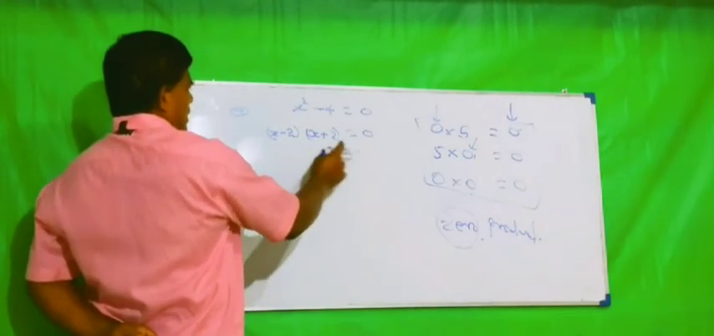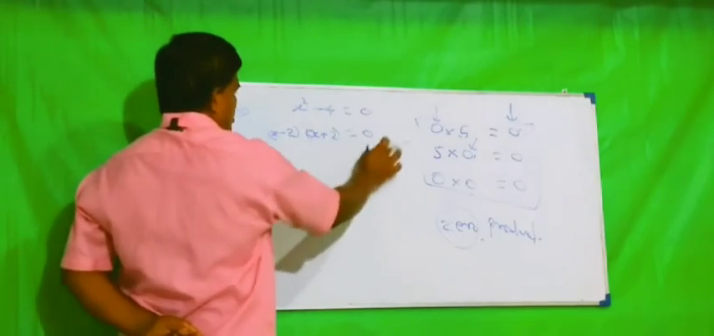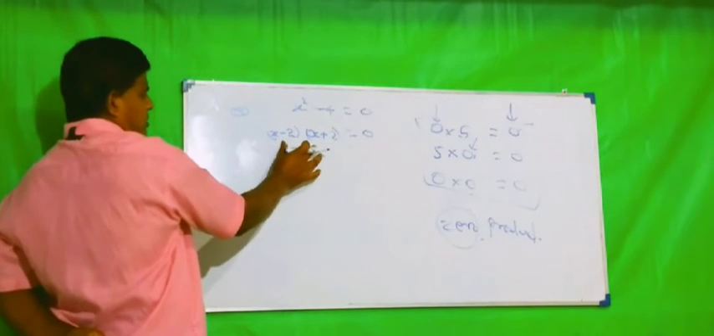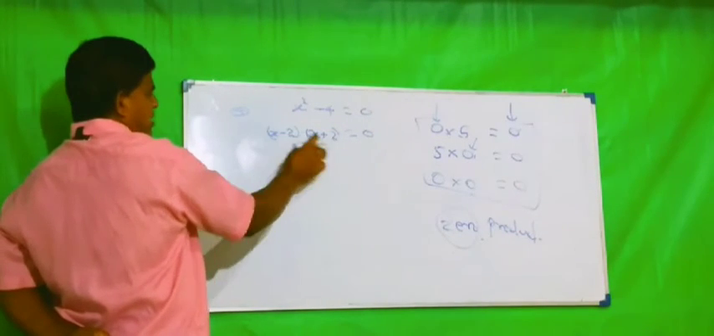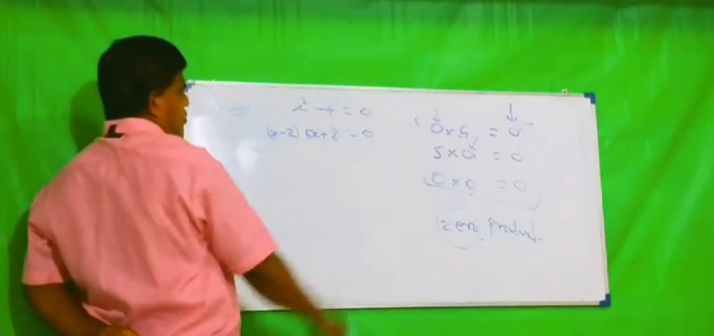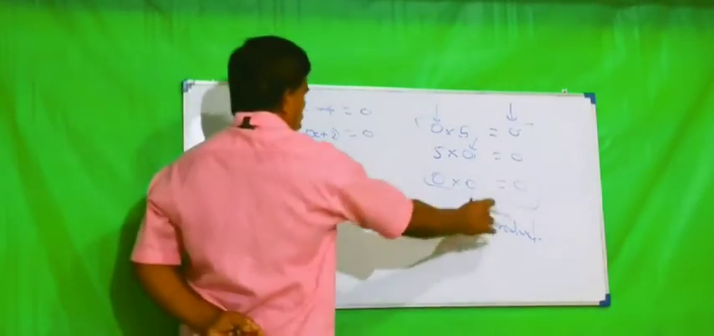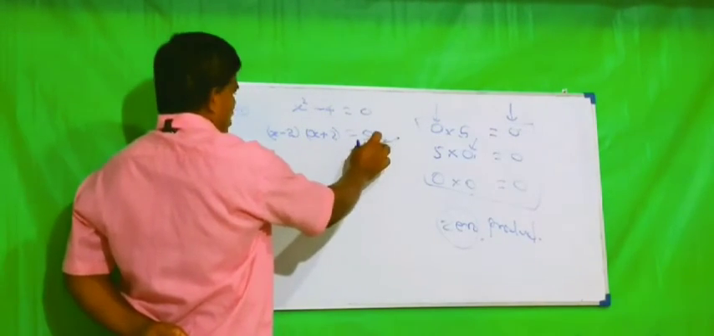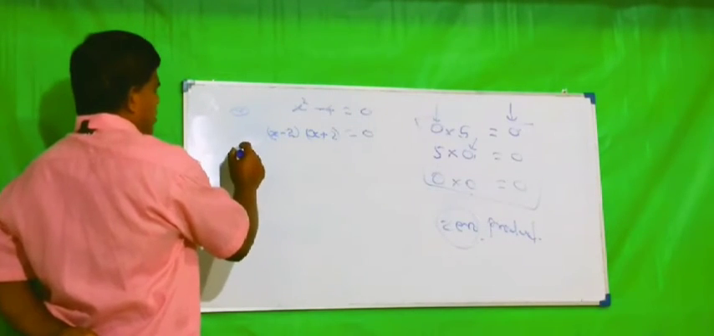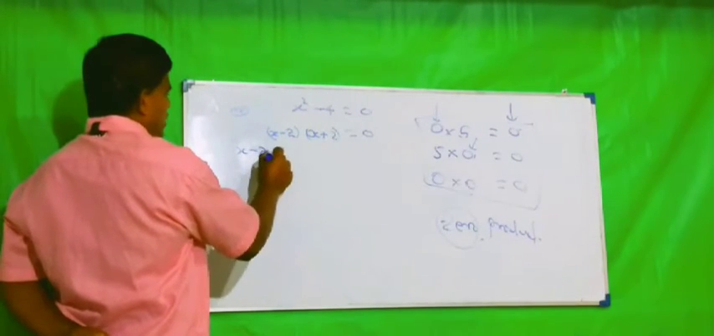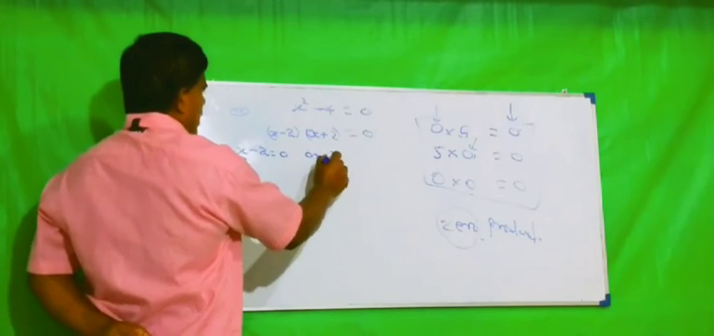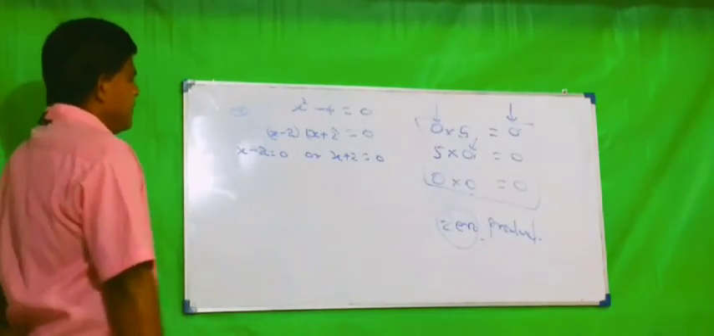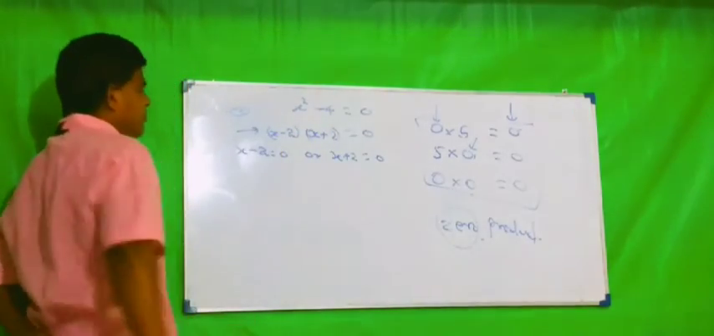Then the zero product base is covered in this step. The right side is 0, and the left side is a product of two factors, s minus 2 and s plus 2. So under the zero product, one of these factors should be 0 because the result is 0. Then it can be written as s minus 2 equals 0 or s plus 2 equals 0, because this step is the zero product.